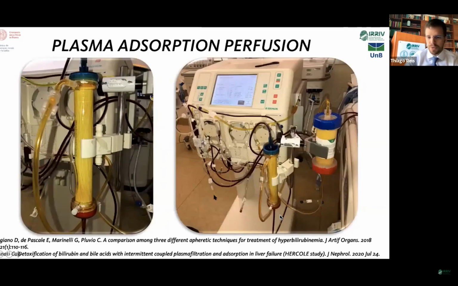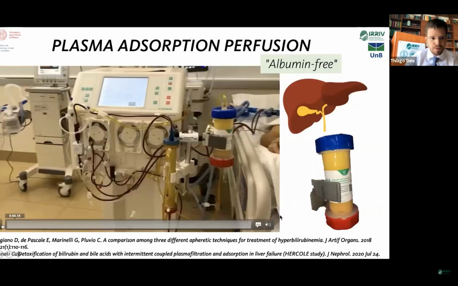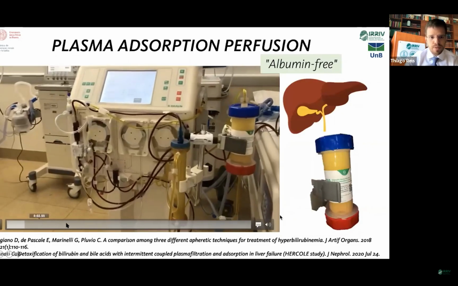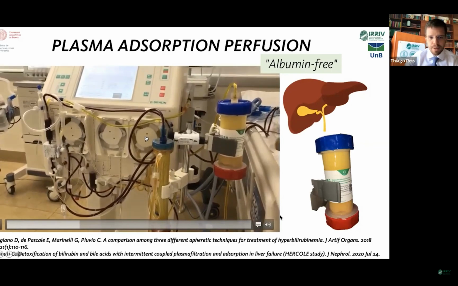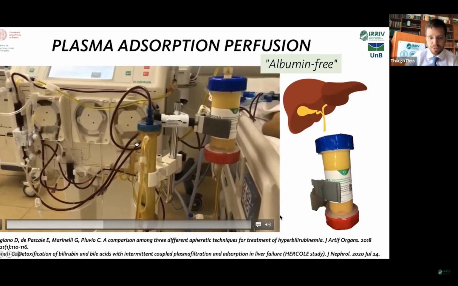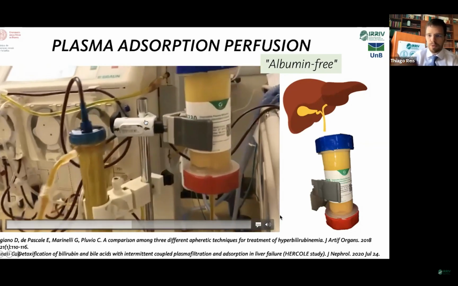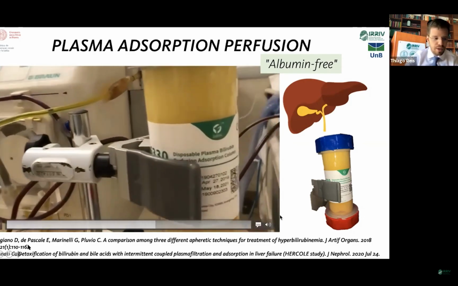So the plasma filter and the cartridge. This is a treatment, and on the left we have the blood pump, and here is the pump for the plasma after it passes through the plasma filter before going to the cartridge.